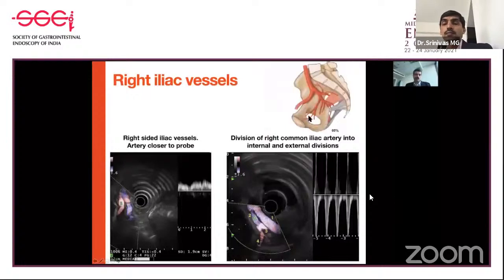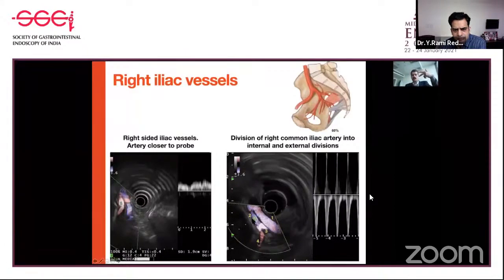As you withdraw, you can see the right-sided iliac vessels. I don't have time to go into the detail, but in general, the artery is closer to the probe, and this stays true regardless of whether you are using a radial probe or a linear probe. So you have the artery running closer to the probe. This is the common iliac artery, and the common iliac vein is away from the probe.